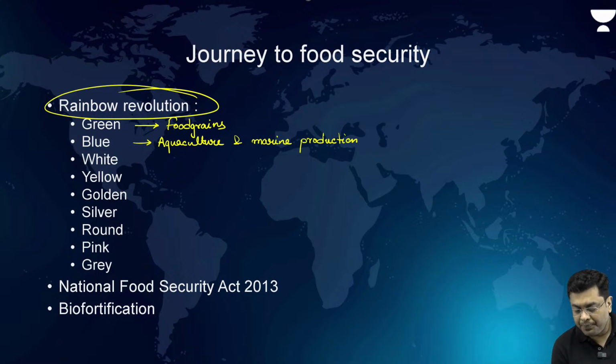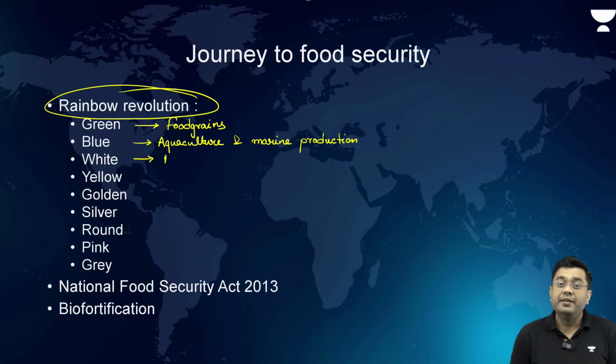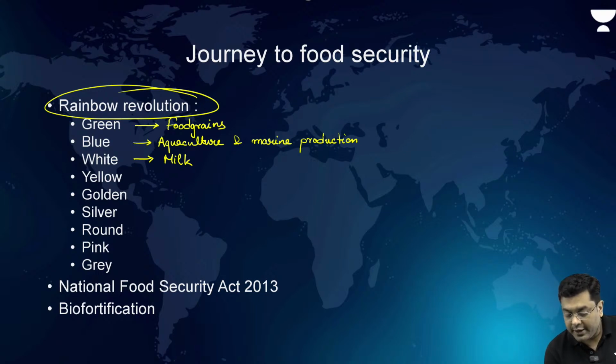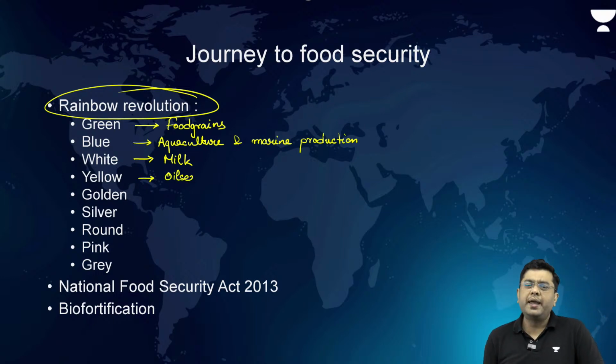White revolution, availability of milk. Then you had yellow revolution. Yellow revolution was for the availability of oil seeds. Now this is where we are still working to bring about a sufficiency in terms of oil seeds and oil production.